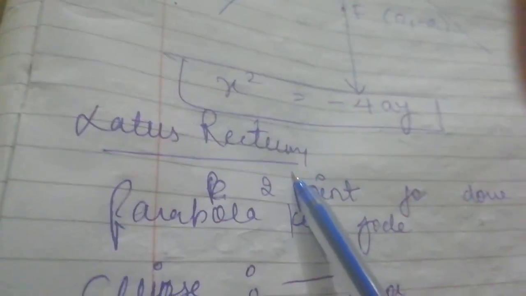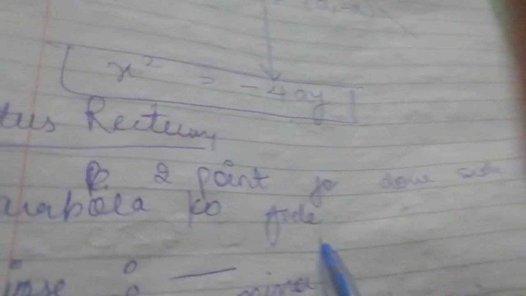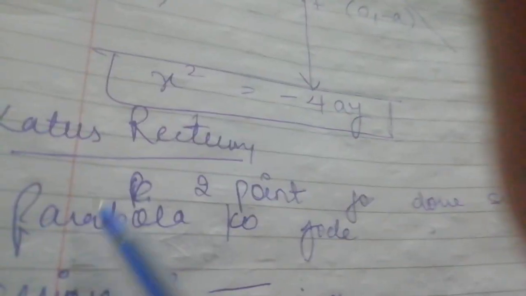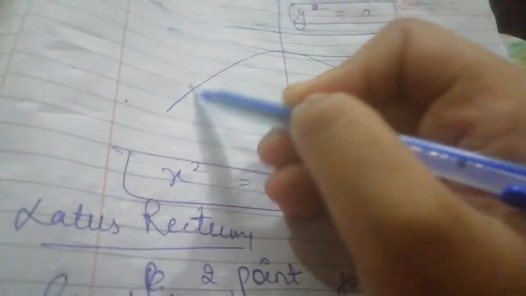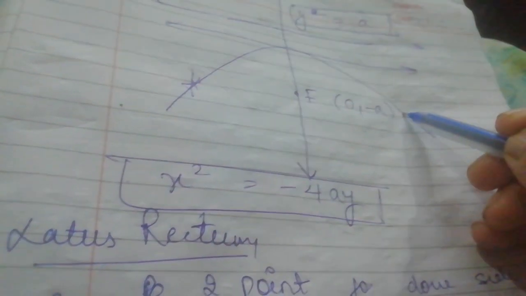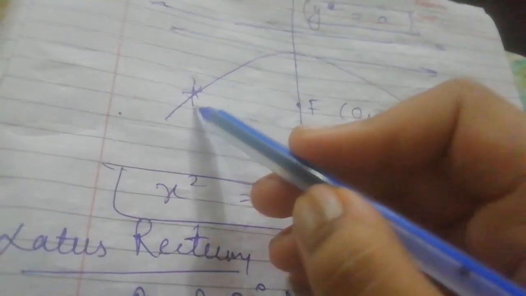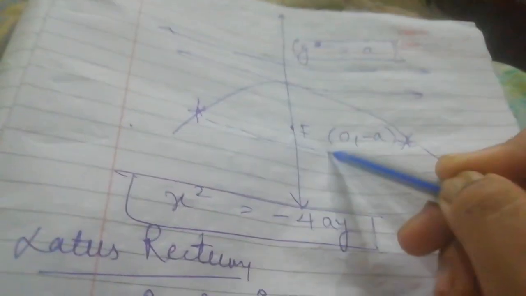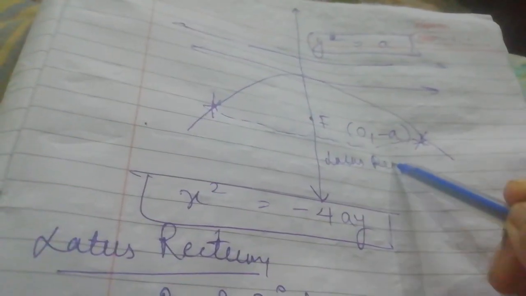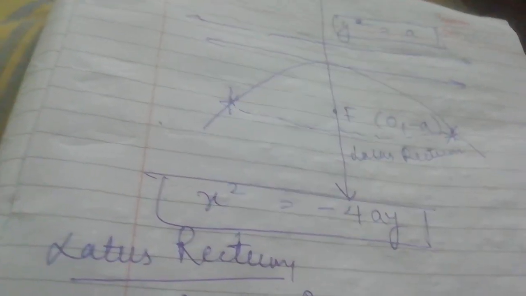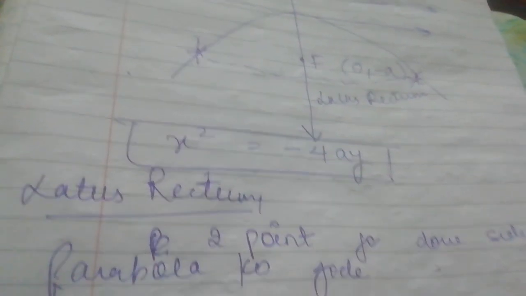Okay, let's get to the latus rectum. Now, what this thing is, this is my native language, so just ignore it. So, latus rectum is the line joining 2 points on the parabola. So, I'm taking this point and that point, and I'm joining them. This is the latus rectum. I hope you understand.